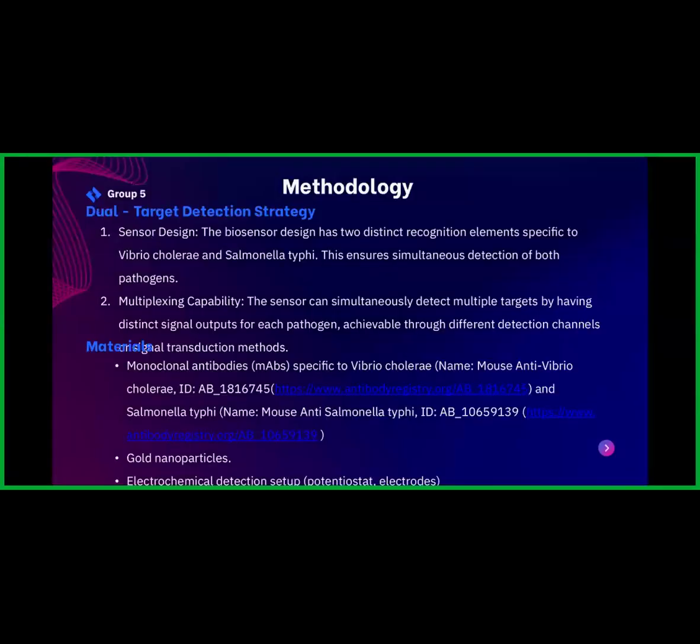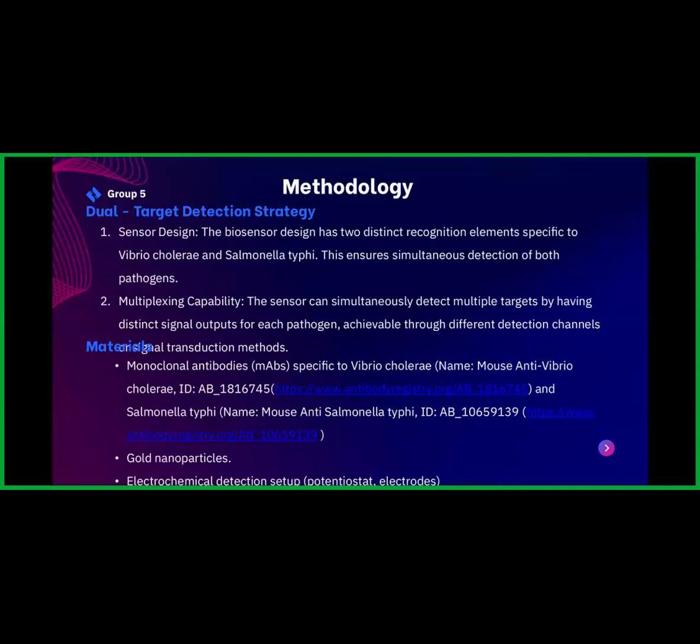So the methodology has a specific strategy which makes it unique to other biosensors. We decided to call it the dual target detection strategy, which means the biosensor is able to detect both Salmonella and Vibrio in contaminated water simultaneously.